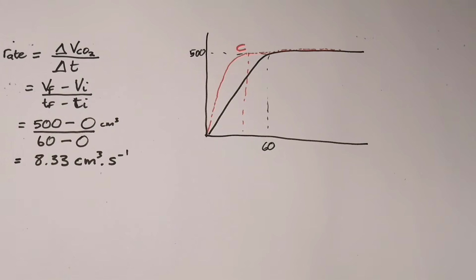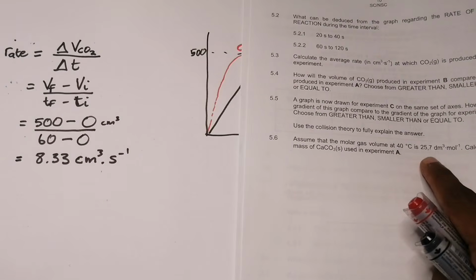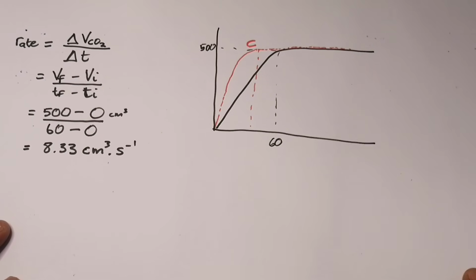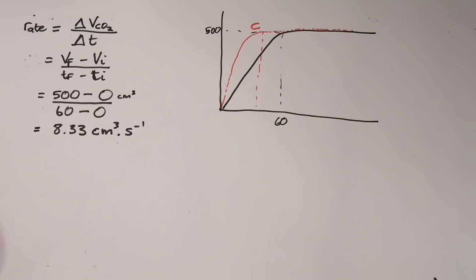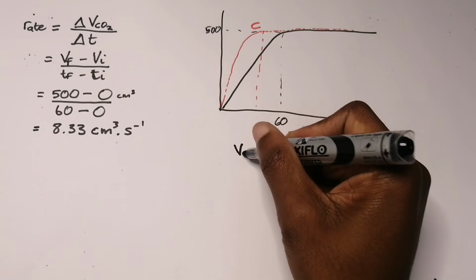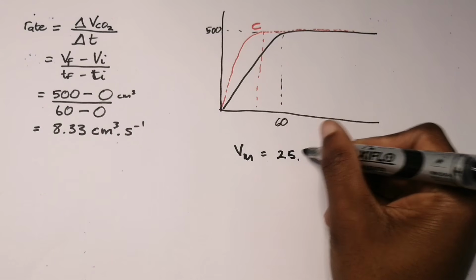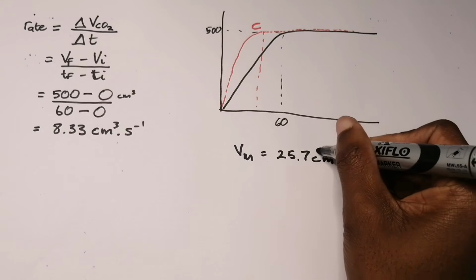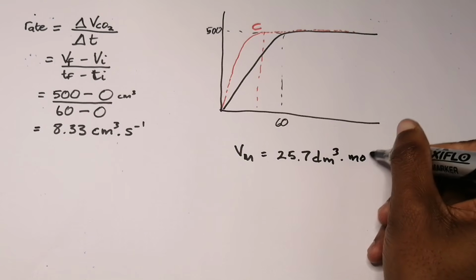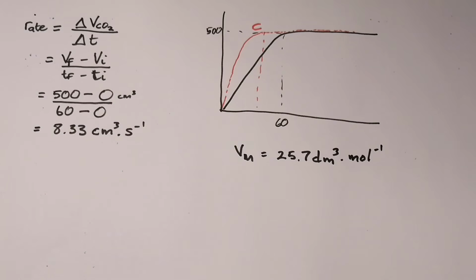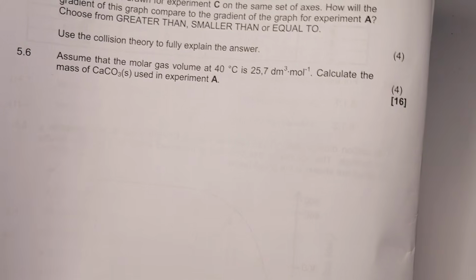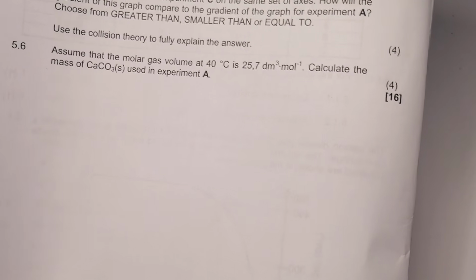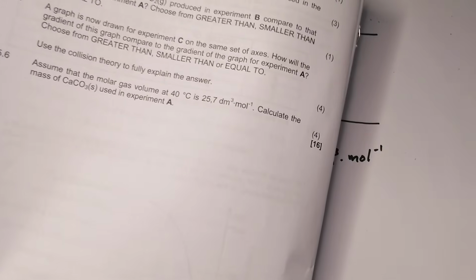Okay, so last part, they say, assume that the molar volume at 40 degrees is 25.7. So you remember that Vm value that we had earlier on, right? I'm just going to move this a little bit. So they're giving us that Vm is 25.7 cubic decimeters per mole. And they say calculate the mass of calcium carbonate used in experiment A.